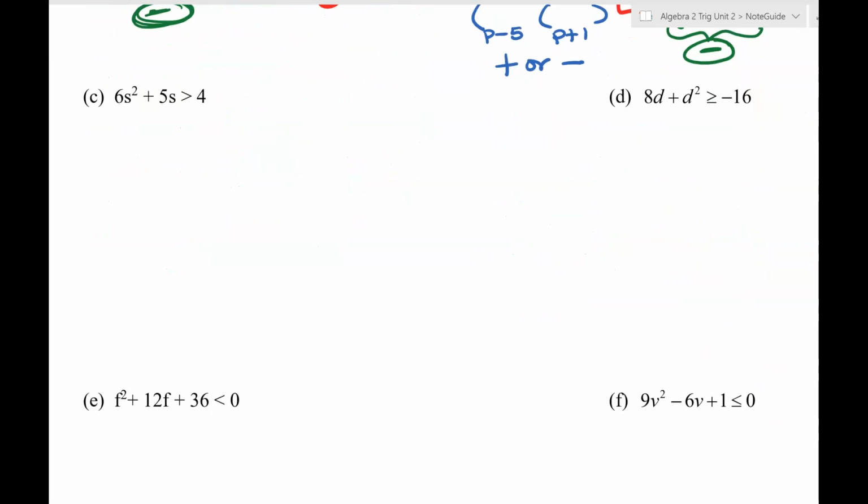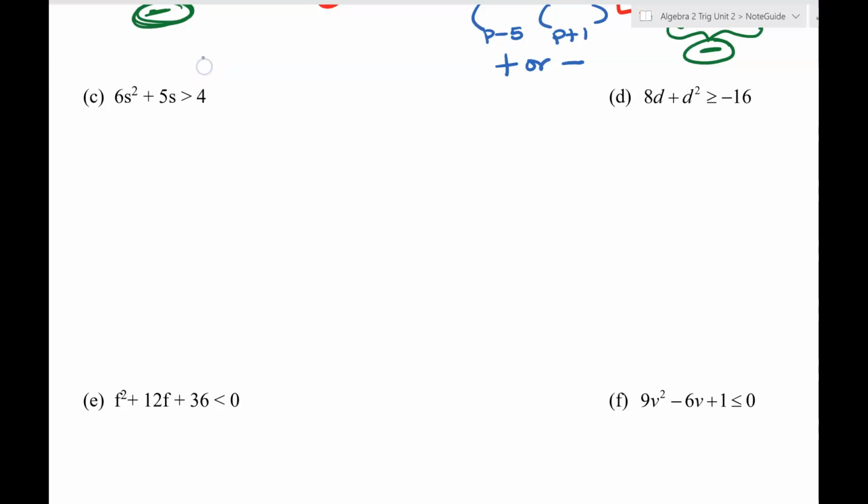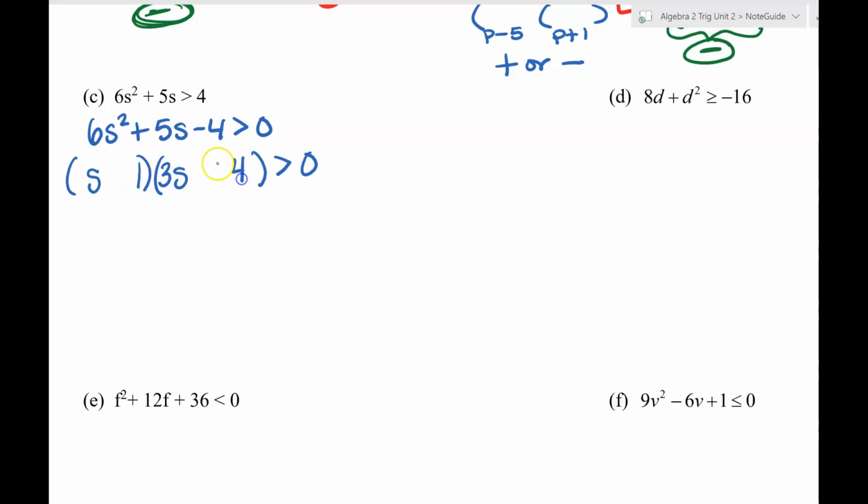Now I'm going to look at part C. Again, I'm going to do the same setup. So the first thing I'm going to do is subtract 4 from both sides. And then you're going to work on factoring. So guess and check, your diamond in your box, whatever it is that you guys do to factor, but we should be efficient at some sort of way.